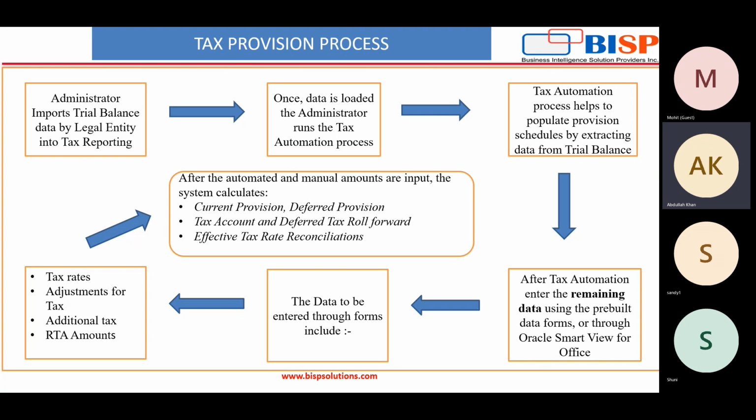So once the automated amounts are generated, then there are data forms to include the tax rates, the adjustments for the tax, the additional tax amounts in case there are any due to rate changes, etc., and the RTA amounts as well. And once the automated and the manual amounts are input, the system will calculate the final current provision and deferred provision, and it will automatically create a journal entry and roll forward that entry to the next period. The effective tax rate reconciliation reporting will also be generated, namely the consolidated effective tax reporting and the statutory effective tax reporting.